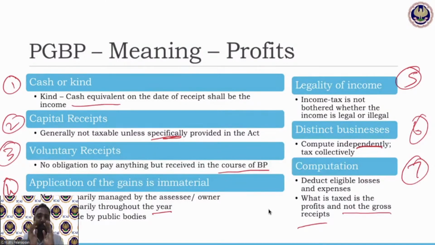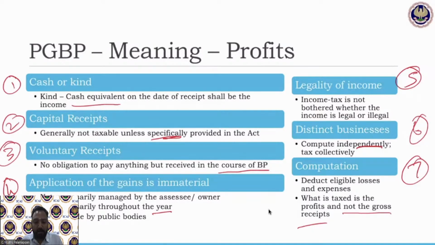Jyoti, I'm really sorry, I'm not good at conversing in Hindi, so I'll explain it again in English itself. Application of gain is immaterial, which means it doesn't matter whether I'm using my income to spend something. Whatever I receive is taxable irrespective of whether I'm making any expenses or not. I need not use that money to make any expenses. Moment it's a receipt, it is taxable under PGBP.